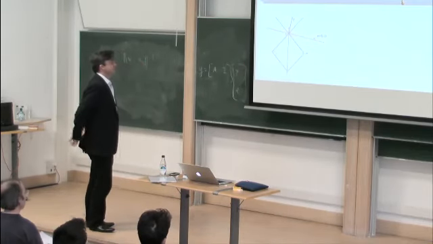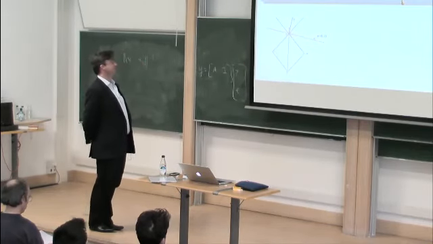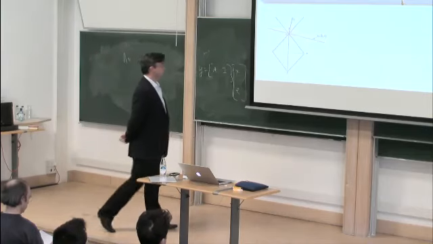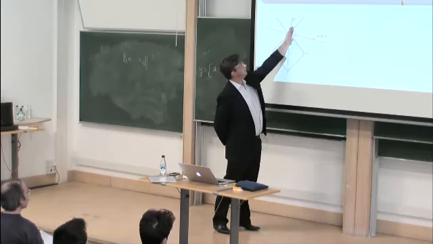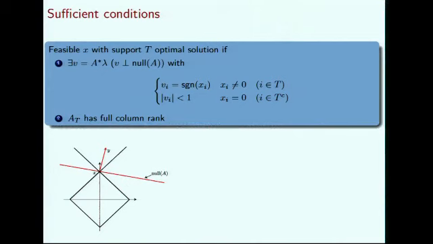And what does it mean mathematically? It means that I need to find a vector V, which is orthogonal to the null space of A, which reproduces the sign on T and is less than 1 elsewhere. Right? And if, in addition, the matrix A restricted to the support of the signal has full column rank, then the L1 solution will be unique.